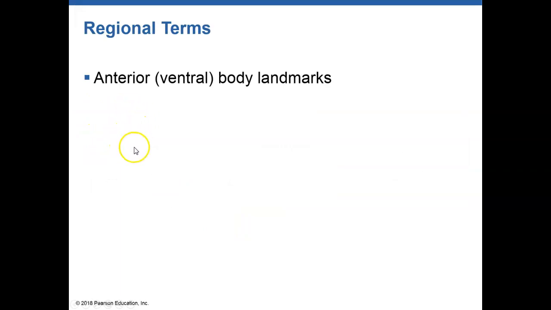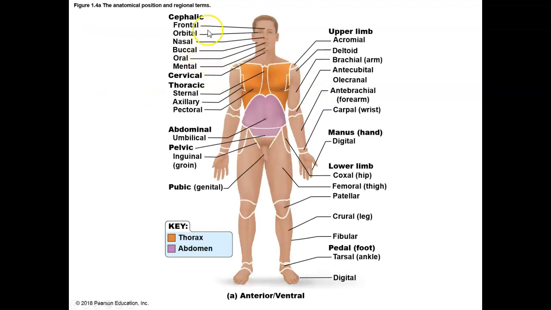We also have regional body terms. If it's on the anterior side, then it's an anterior or ventral body landmark. And we have a lot of these. You need to know all of these, so I'm not going to go through every single term. Frontal means forehead, orbital means eye. You need to go through, and I would make up note cards for all of these terms and then memorize them. So if I'm talking about the hand, you know it, manus and hand are the same. Finger and digit are the same.